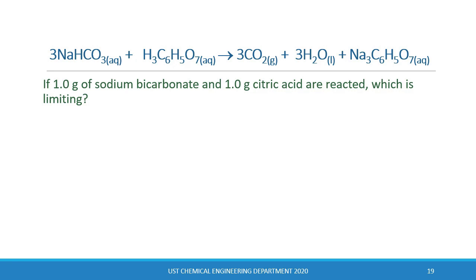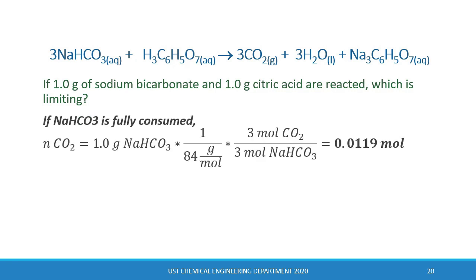To determine which of the reactants is limiting, we have to calculate the amount of product formed when each of the reactants is consumed. Whichever produces the lesser amount is the limiting reactant. To determine the limiting reactant, you don't need to calculate the amounts of all products formed. You just need to choose one. For this case, let's choose CO2.